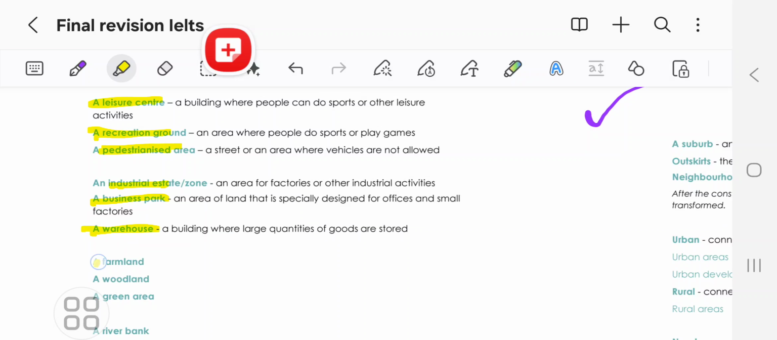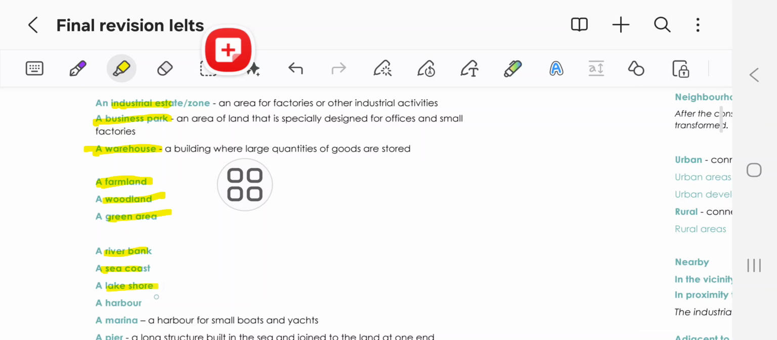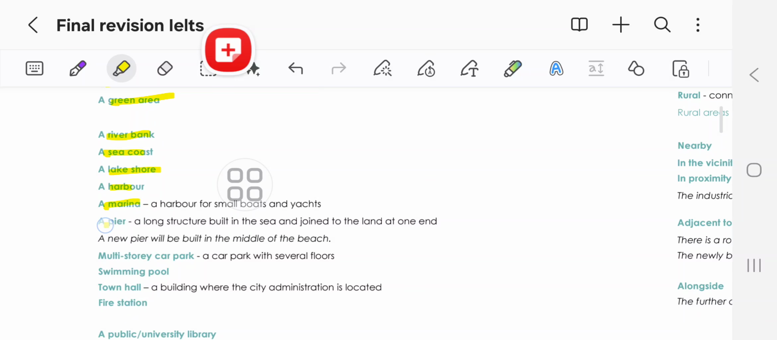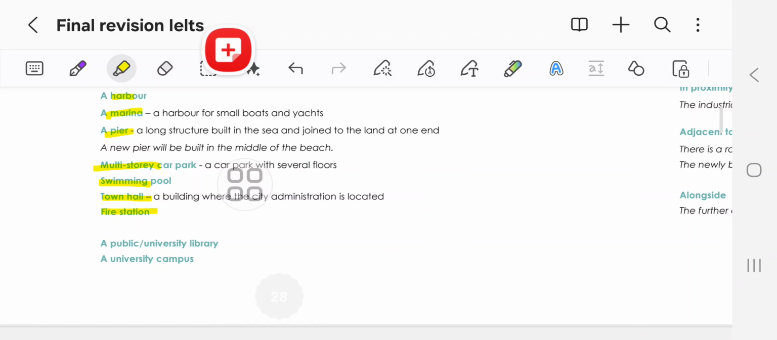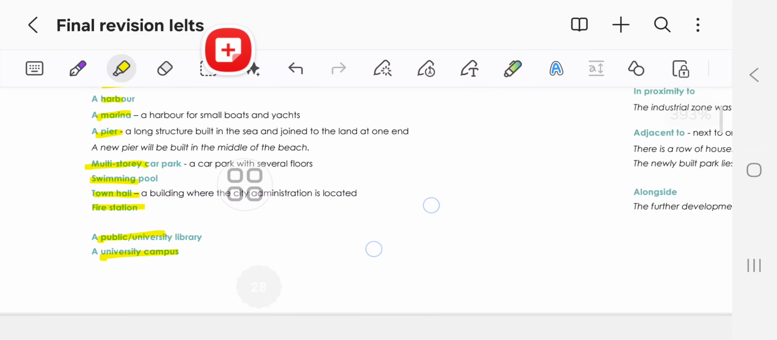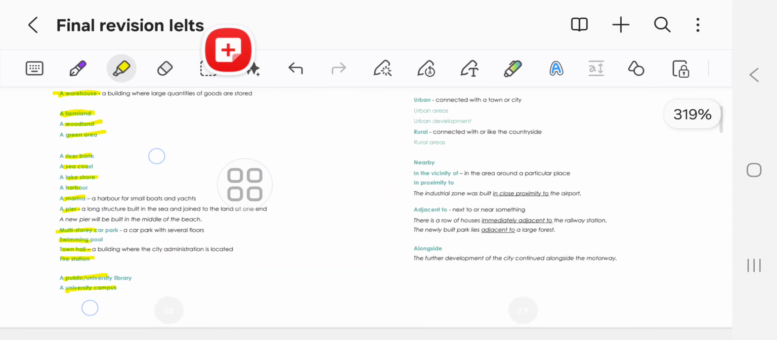We're talking about a warehouse, farmland, woodland, a green area, river bank, sea coast, lake shore, harbor, marina, pier, multi-story building, swimming pool, town hall, fire station, public university, university campus. These are the words which you can use.